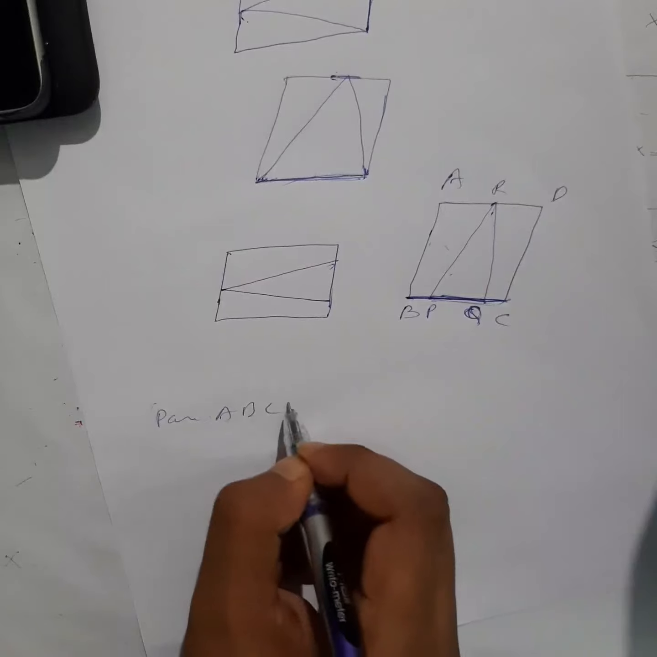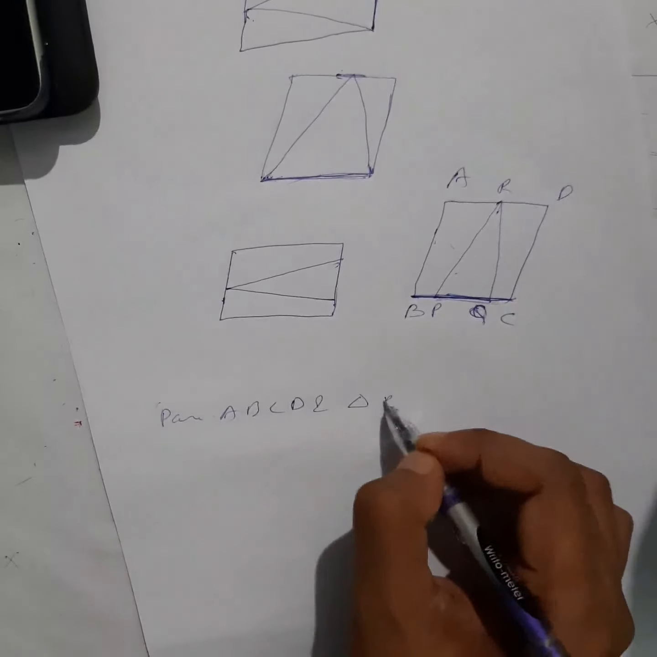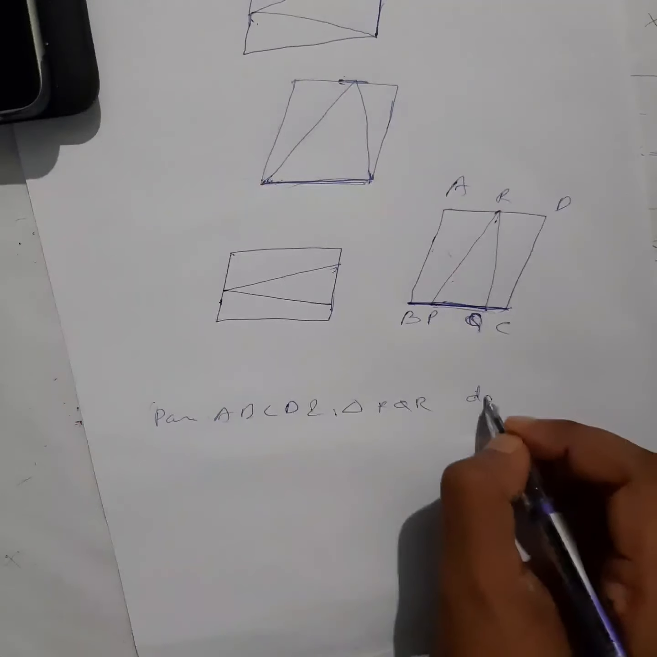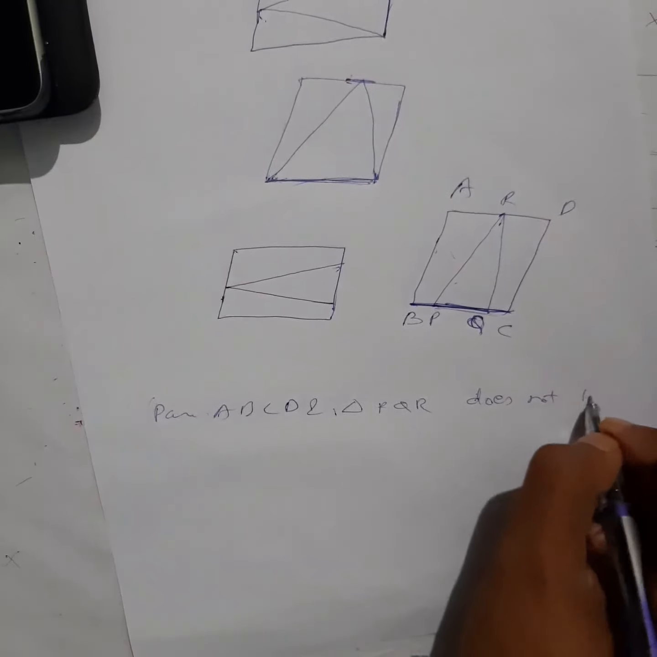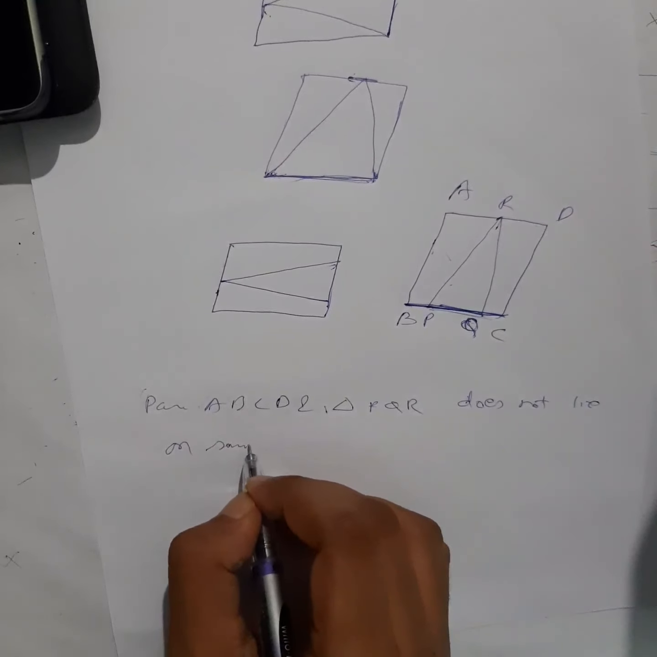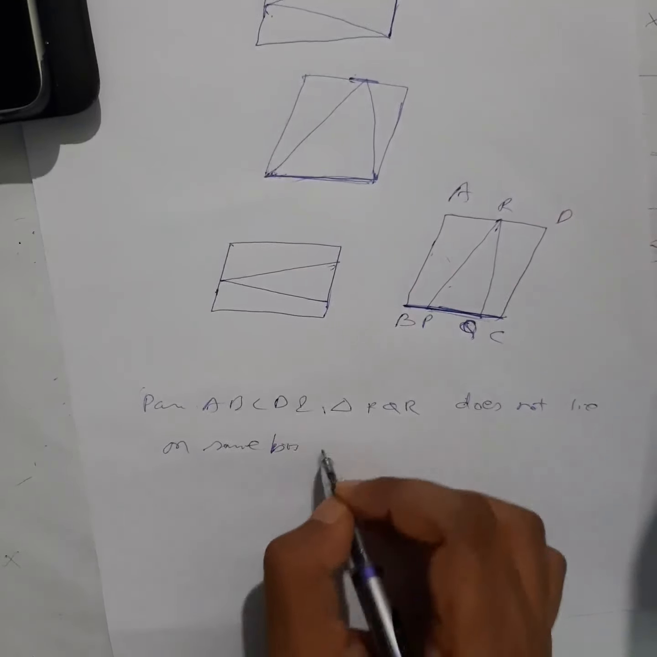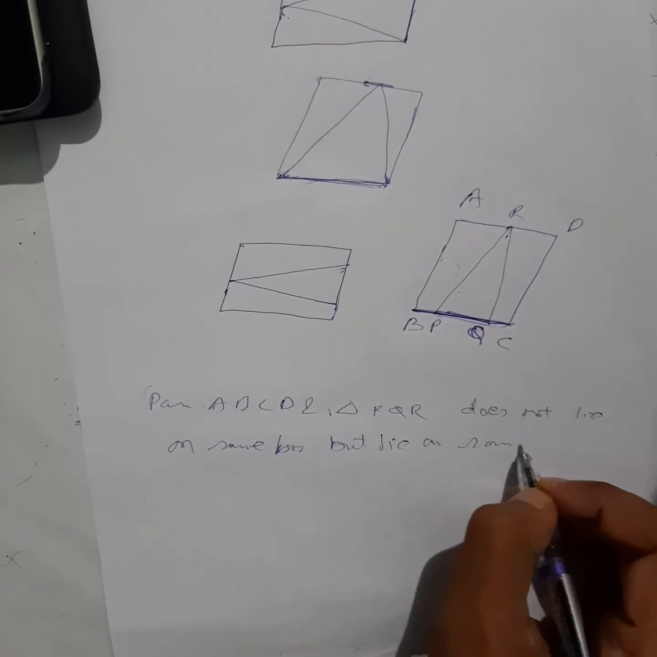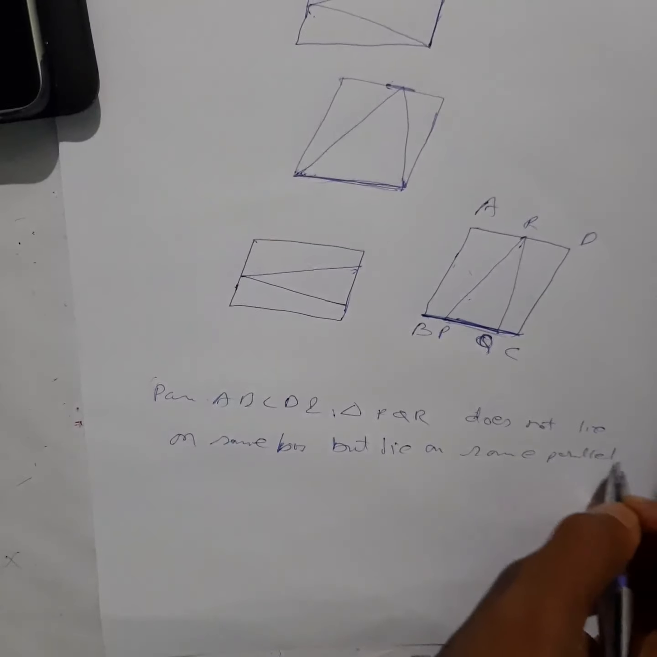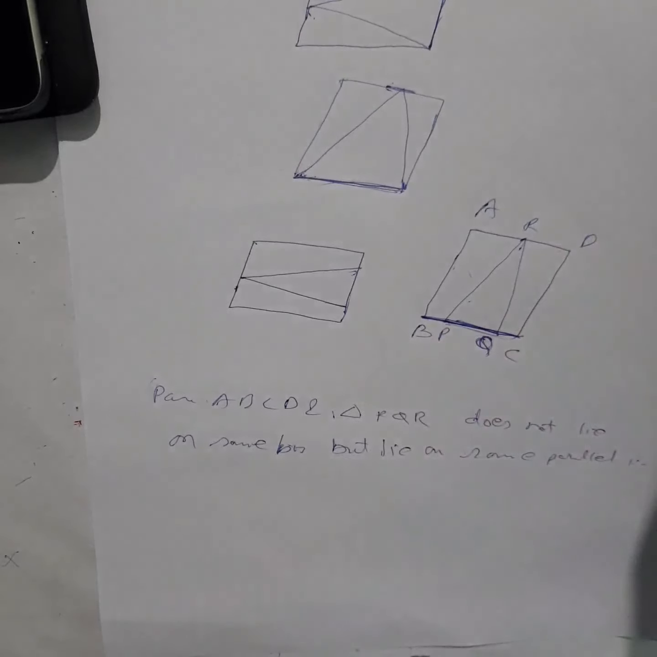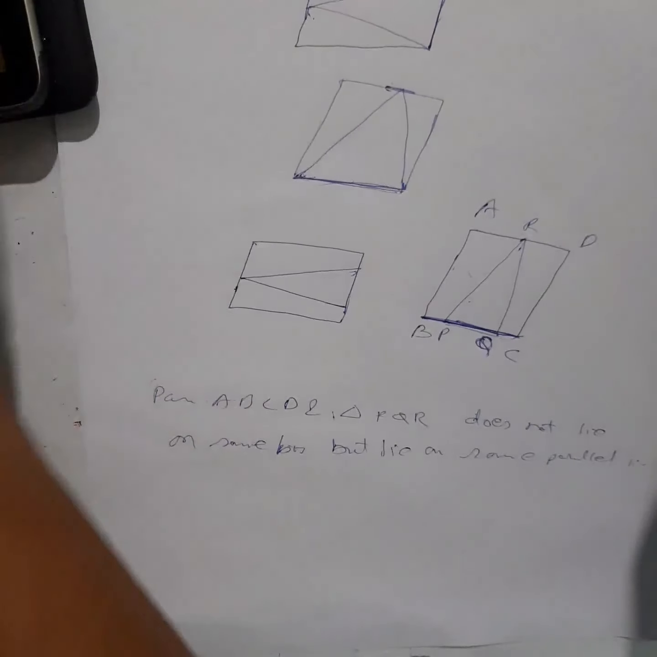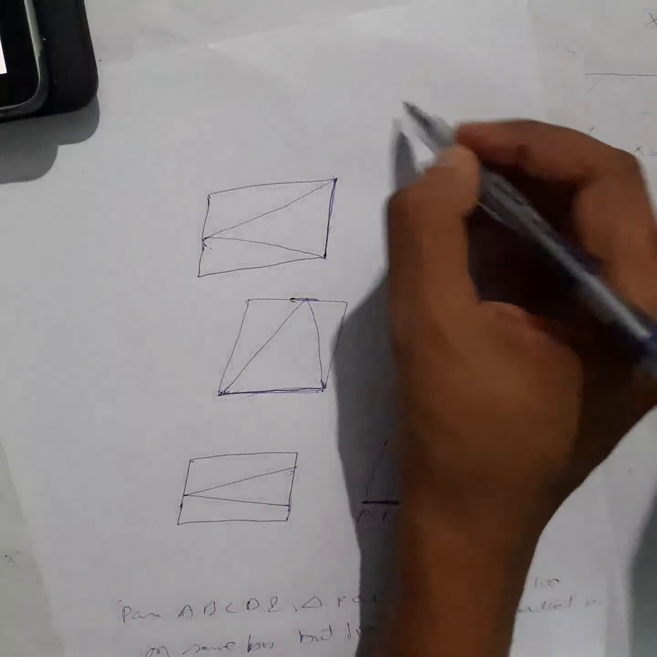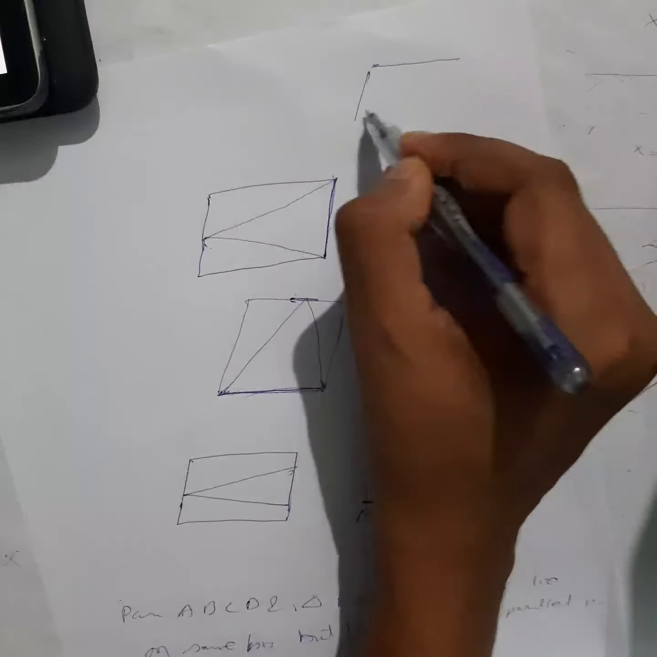Parallelogram ABCD and triangle PQR. Triangle PQR does not lie on the same base, but lie on the same parallel line. This is how you can write down number 4. So let's do number 5. I hope it's very simple to figure out, right? Number 5.